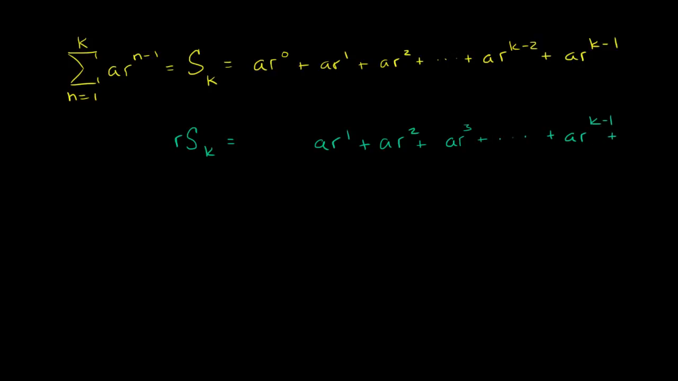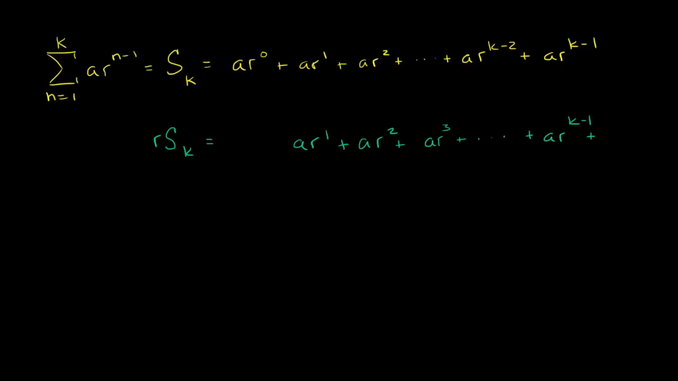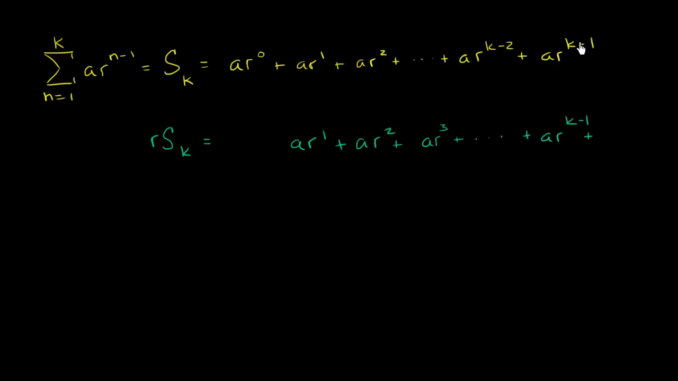And then finally, a times r to the k minus 1 times r is a times r to the k. So all I did here is I multiplied all of these terms times r, and one way to think about it, just incremented all of their exponents by 1. Interesting enough. But now what I want to do is cancel out a bunch of these terms.